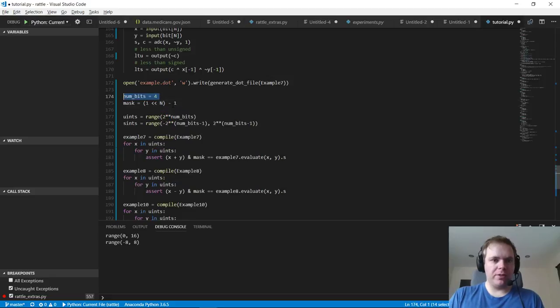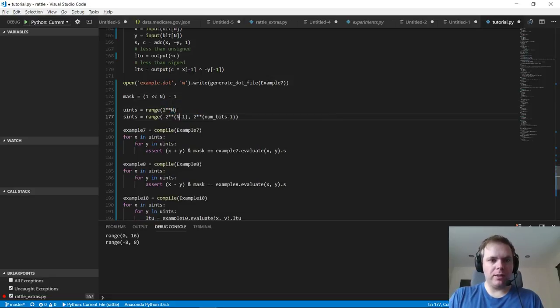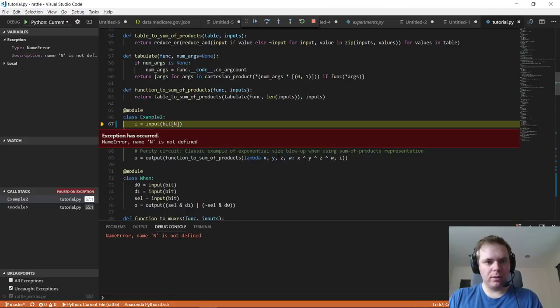And so I'm going to use n for this too. This is going to be n, and this is n, this is n. Let's just verify that all this stuff still works. It doesn't.